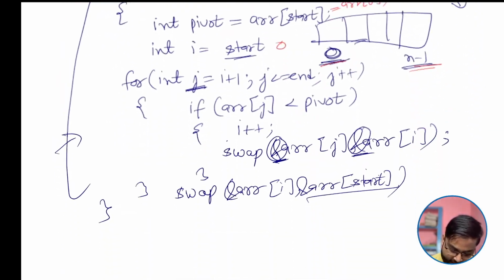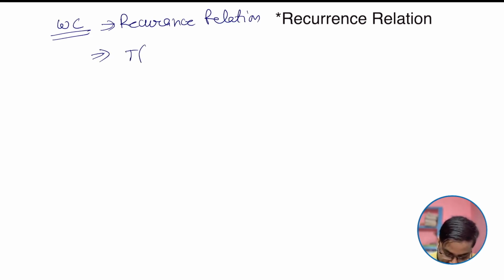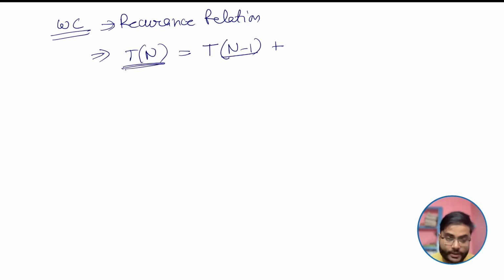Let's discuss the worst case with the help of our recurrence relation. Let's say we have n elements, and every time my pivot divides the elements into n minus 1 elements. So every time my partition algorithm divides it into n minus 1 elements. So let's say we have 5, 4, 3, 2, 1.